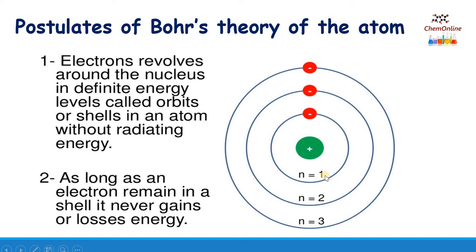Or we can say that while moving in a particular orbit, the energy of the moving electron will always remain constant. And these orbits are also referred to as energy levels because the electron in each orbit is associated with a definite amount of energy.